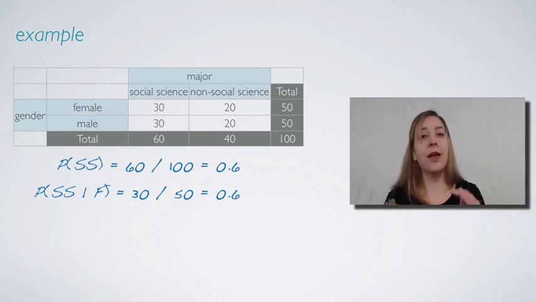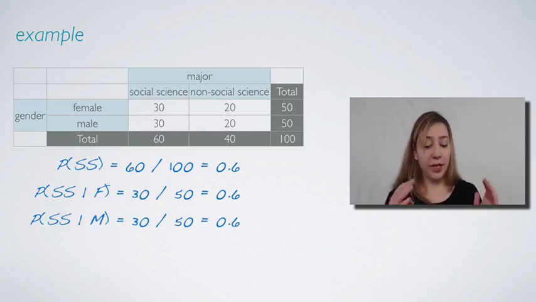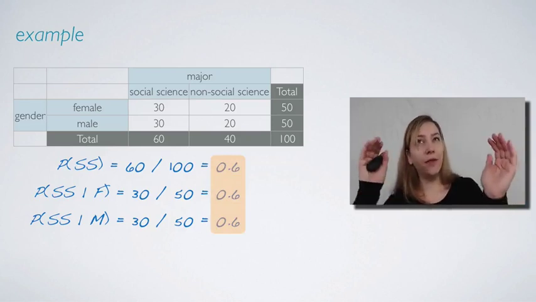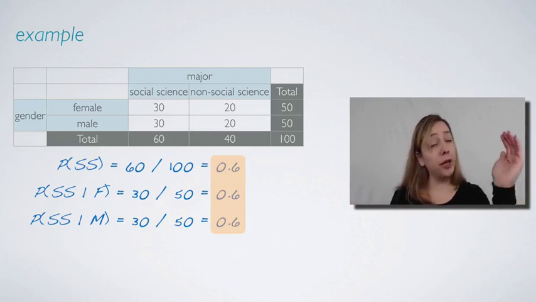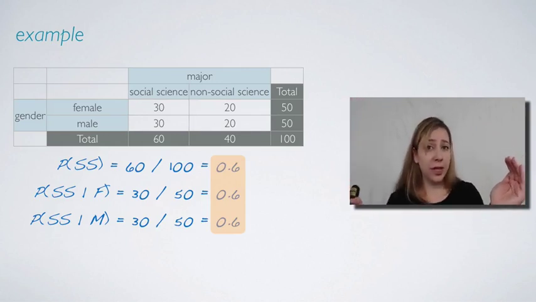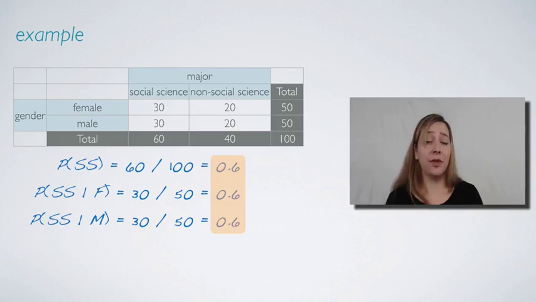Lastly, what about the males? 50 males in the class, 30 of which are social science majors. So once again, probability of social science given male is 30 out of 50, 60% as well. So what we're seeing here is that all of these probabilities are exactly the same. So this goes back to probability of A given B. If that equals probability of A, then we know that the events are independent. In this case, probability of social science equals probability of social science given female or social science given male. So we would determine that the two variables, gender and major, are independent of each other given this hypothetical distribution.